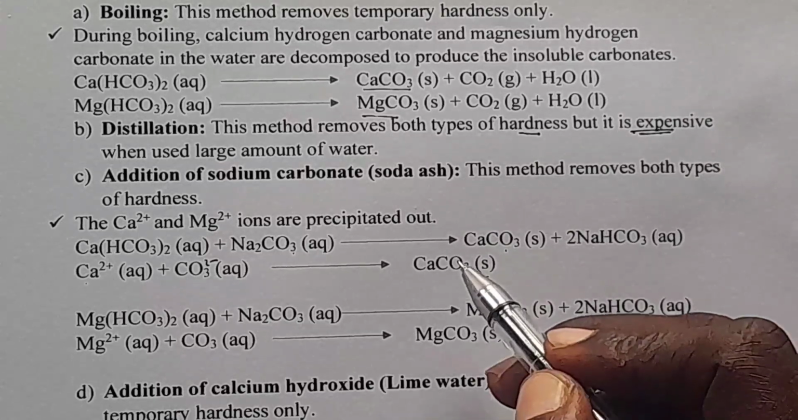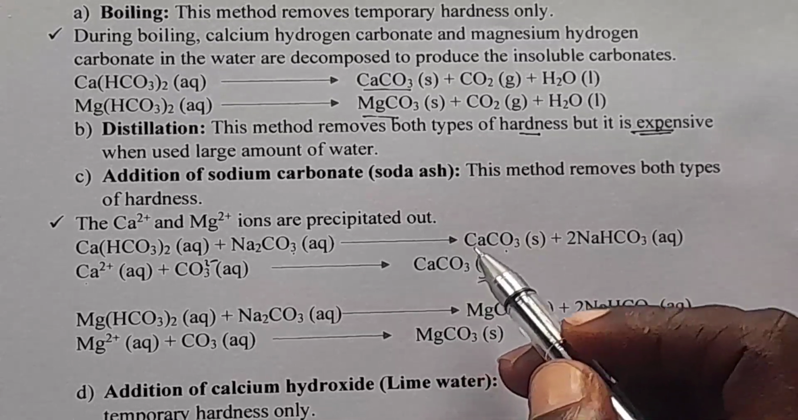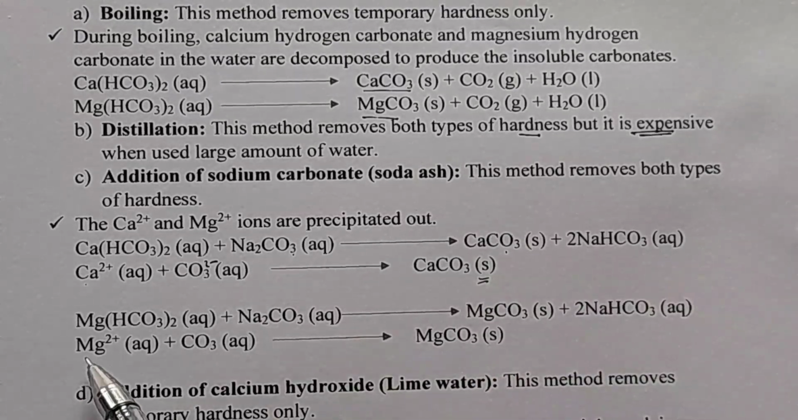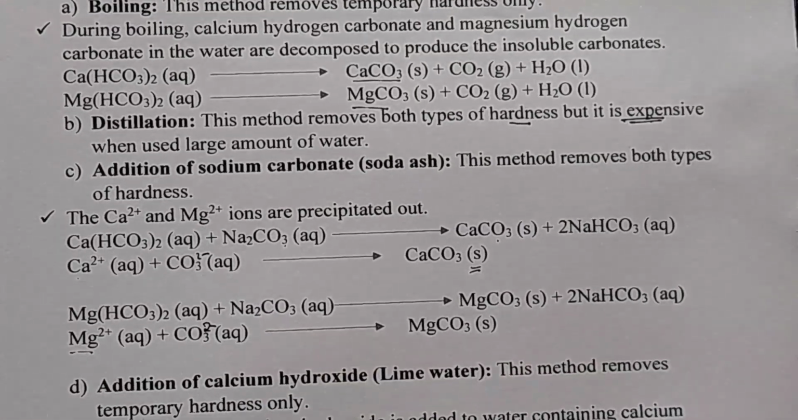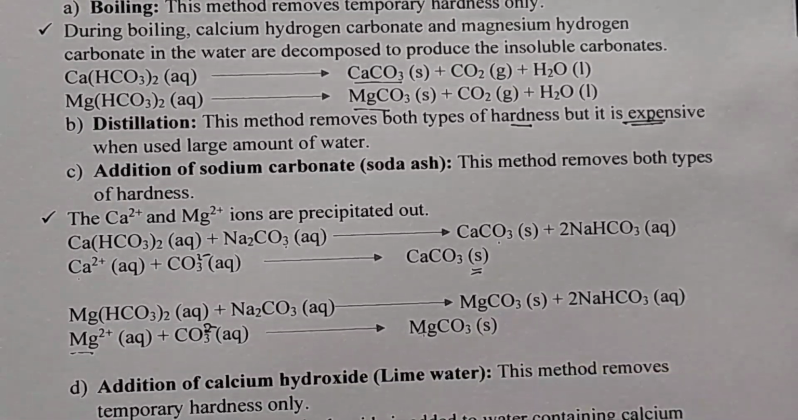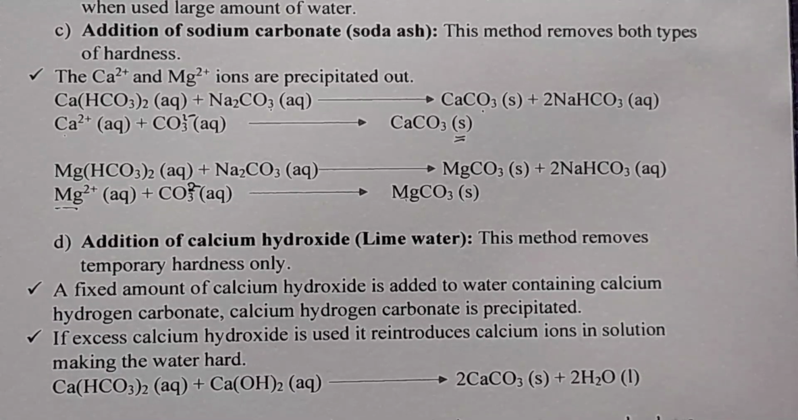So that means the water has no calcium ions, which cause hardness of water, so it is softened like that. Here we have magnesium ions reacting with carbonate ions in the sodium carbonate to give you magnesium carbonate, which precipitates out the magnesium ions. Hence, the water is softened.